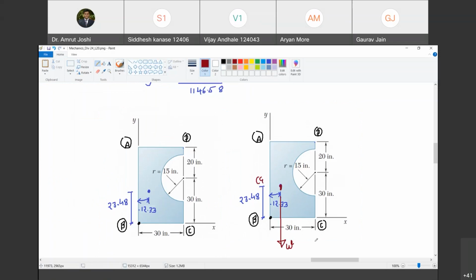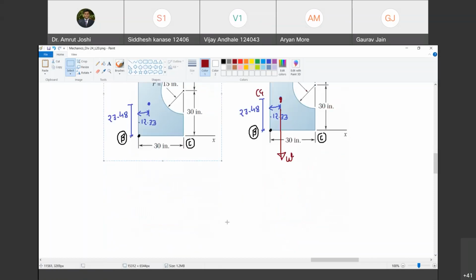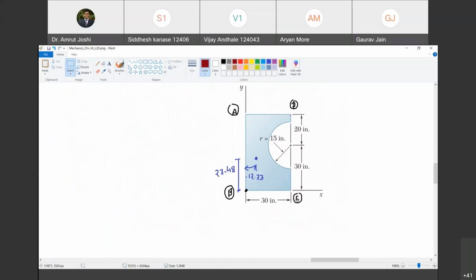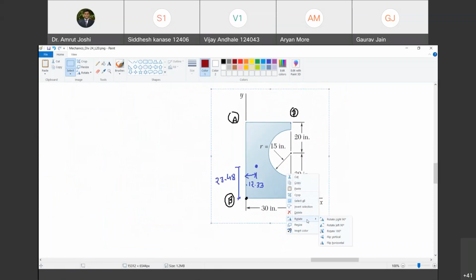Yes, sir. Now, when I hang this object at point D by a thread or by a cable like this, W causes an anticlockwise moment about this D. Do you agree with me? Yes, sir. So this object is going to rotate for sure. Are you with me? Yes, sir. How much does it rotate? Now let us see. I am going to draw the next figure here where I am going to rotate this.